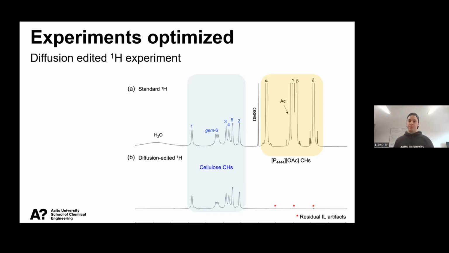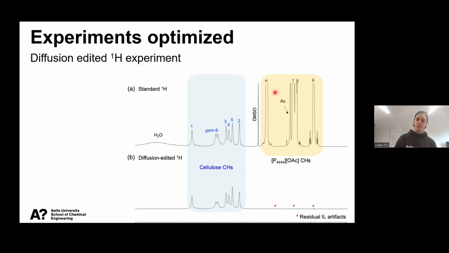So basically, what is the problem? If you look at the standard 1H experiment, you can still see the ionic liquid peaks and the DMSO and the water peaks. Although they are not overlapping with the cellulose signals, they're still very prominent, and they reduce the accessible spectral area.